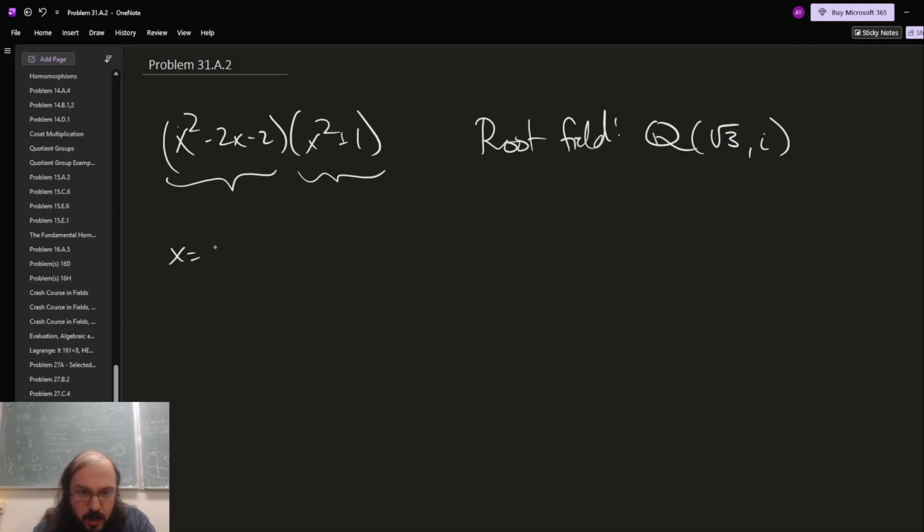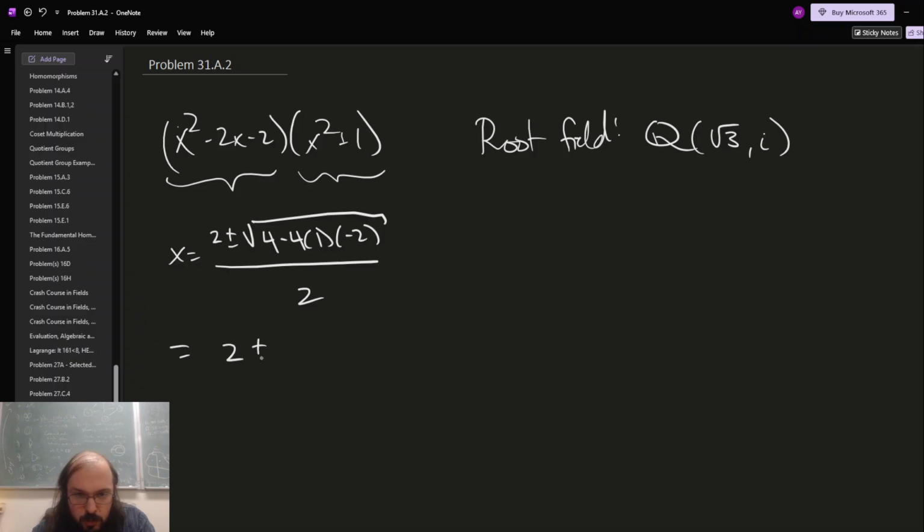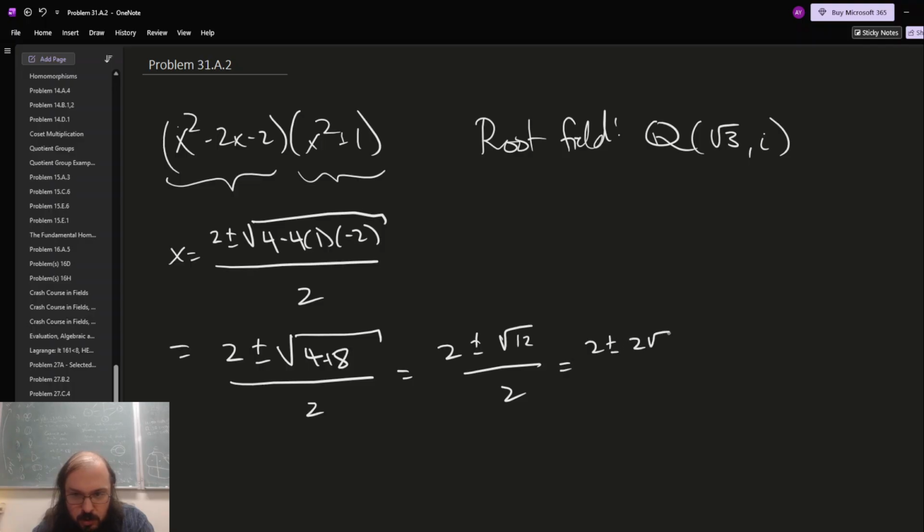The quadratic formula gives me 2 plus or minus the square root of 4 minus 4 times 1 times minus 2, over 2, which is 2 plus or minus the square root of 4 plus 8, divided by 2, or 2 plus or minus the square root of 12 over 2, and I can see that that is 2 square root of 3 over 2. And so therefore we get 1 plus or minus the square root of 3. All right, I'm starting to see where the square root of 3 comes from.